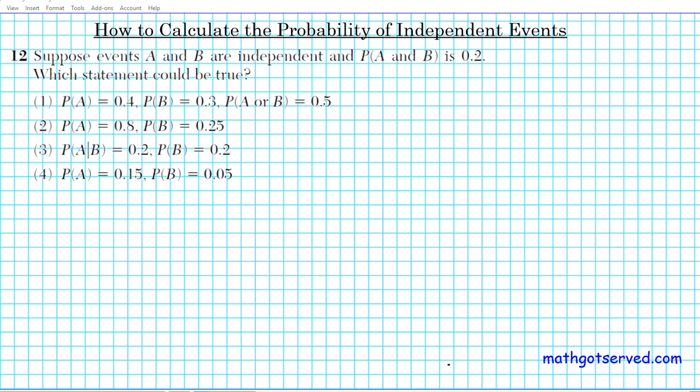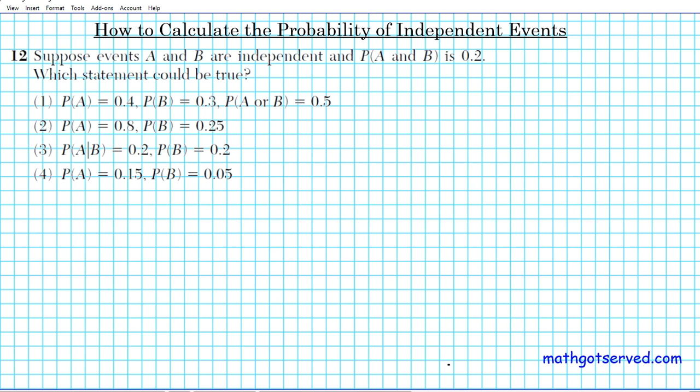Alright, let's take a look at question number 12. In this problem, we're going to be taking a look at how to calculate the probability of independent events. Question 12 reads, suppose events A and B are independent and the probability of A and B is 0.2. Which statement could be true?